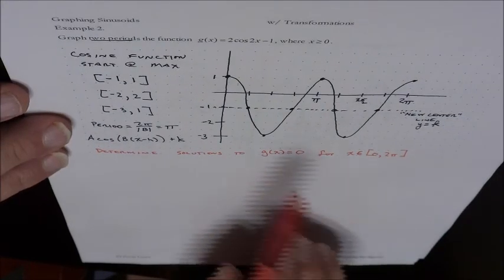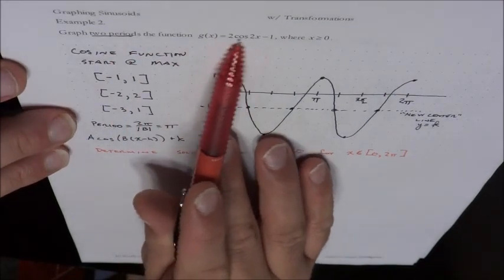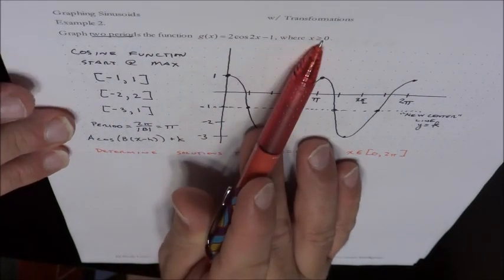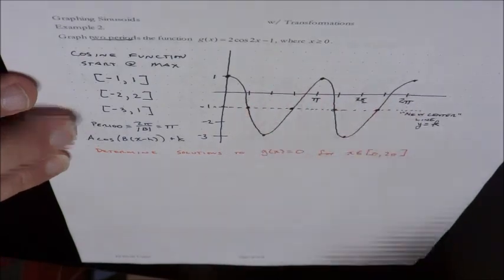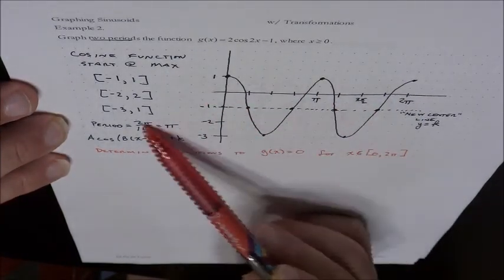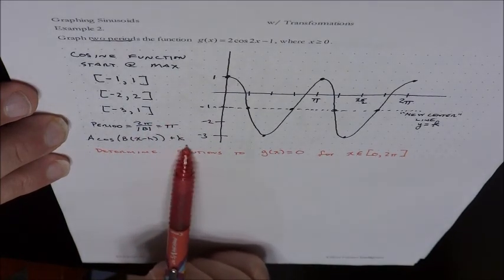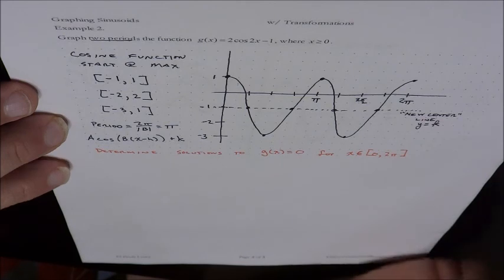Okay, in an earlier example, we talked about how we could graph two periods of this function, 2 cosine 2x minus 1, where x is positive when we got our given graph, right? And we talked about how we could determine our period and our amplitude from this information. We talked about our center line.